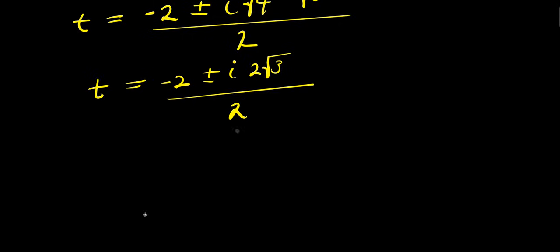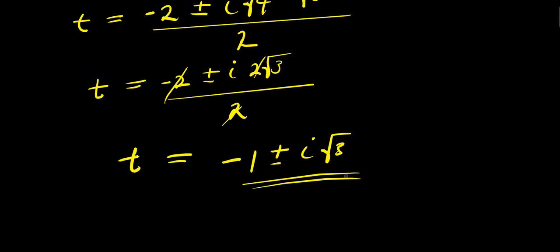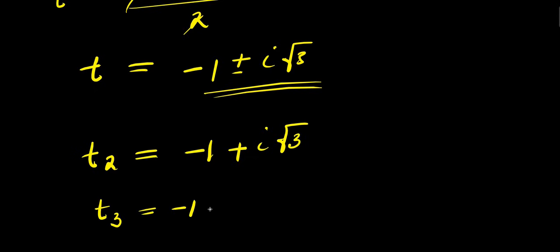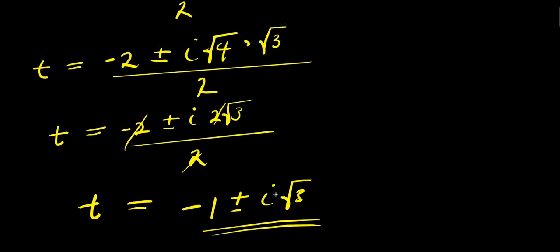So from here, this eliminates this, t equals negative 1 plus or minus i times root 3. So we have two complex values for t. We have t2 equals negative 1 plus i times root 3. We have t3 equals negative 1 minus i times root 3. These are the two complex values for t.